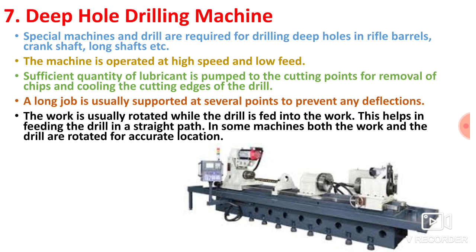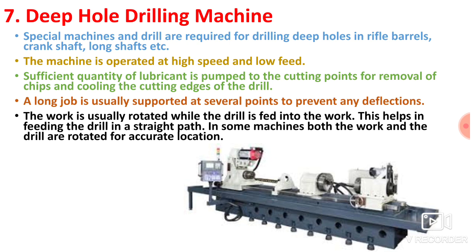The machine is operated at a high speed and low feed. So this machine has to operate at a high speed, but feed is very less. As the workpiece is very long, the drill bit is also long. So you have to give very less feed, but it operates at high speed.